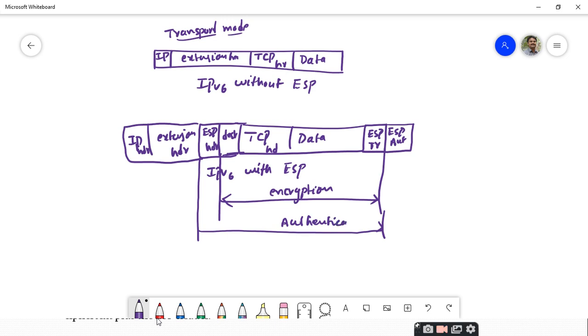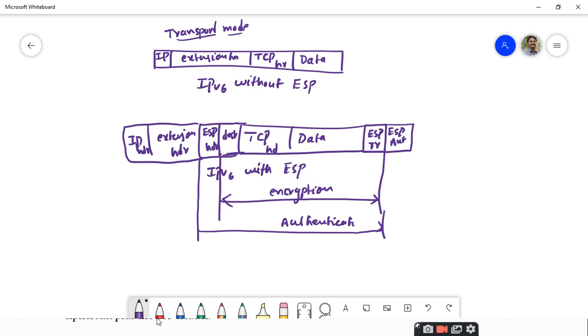Everything remains the same for IPv4 and IPv6, but you should be very careful that for the normal IPv4 or IPv6 packet, you need to add the ESP header as well as the ESP trailer, and if authentication is needed, you have to add the ESP authentication trailer also. And remember that encryption always happens after the ESP header, that means the TCP header plus data plus ESP trailer, and authentication happens with the ESP header, TCP header, data and ESP trailer. This is the important point you should remember.